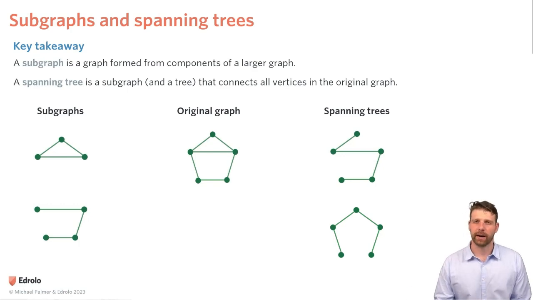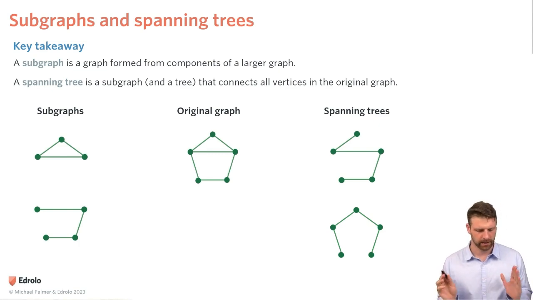Right, this brings us to subgraphs and spanning trees. So a subgraph is a graph formed from components of a larger graph. Here I've drawn an original graph of like a pentagon with a line going through it. And on either side, I'm showing you spanning trees and subgraphs. So what's a spanning tree? It's a subgraph and a tree that connects all the vertices in the original graph.